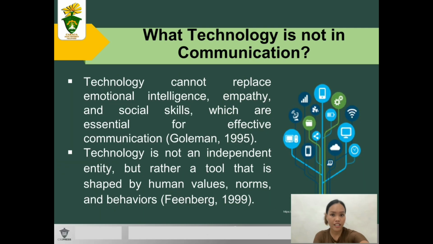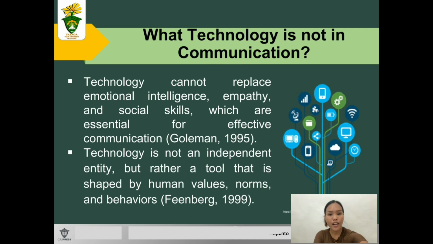Number three, technology cannot replace emotional intelligence, empathy, and social skills, which are essential for effective communication. For example, when we talk to a chatbot, yes, they do give us answers, but they don't offer real emotional support that humans can give during a crisis.